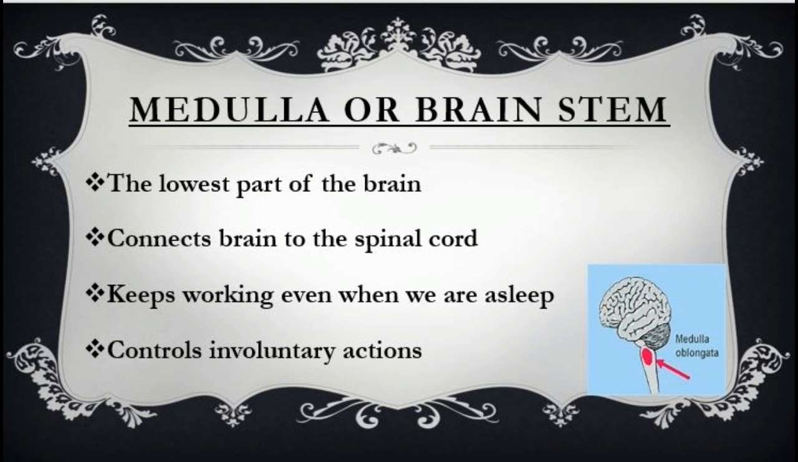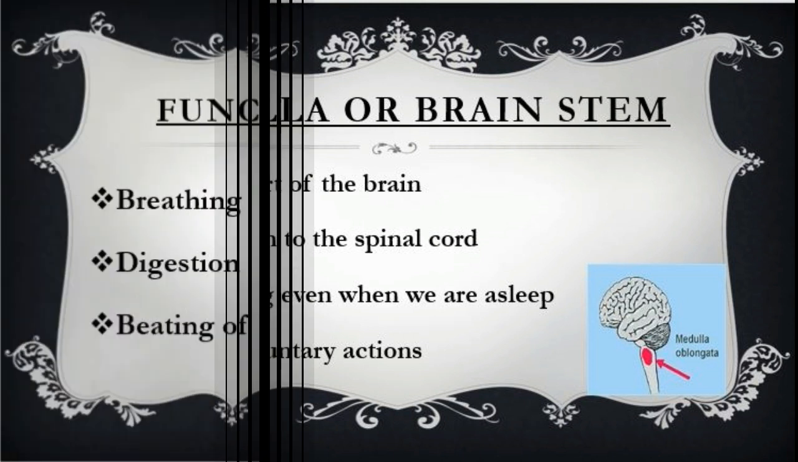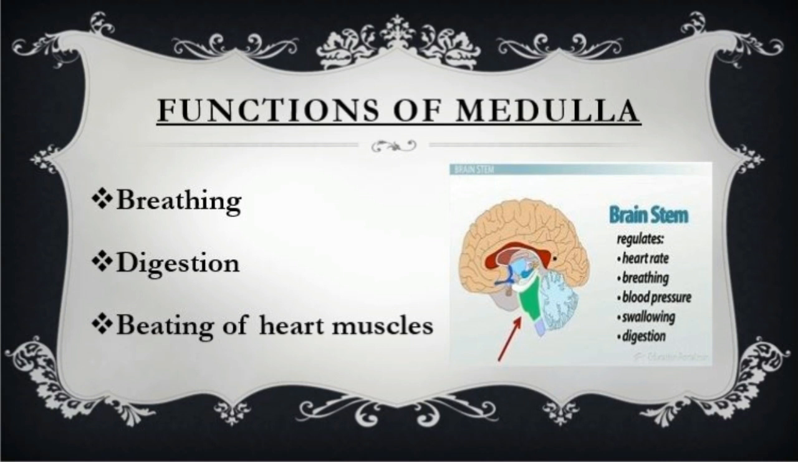It connects our brain to the spinal cord. The amazing thing about medulla is that it keeps working even when we are asleep. It controls involuntary actions. Involuntary actions are the actions that we are not aware of. Medulla or brain stem regulates our breathing rate, swallowing of food, digestion, blood pressure, and heart rate. All these functions happen in our body without our awareness.